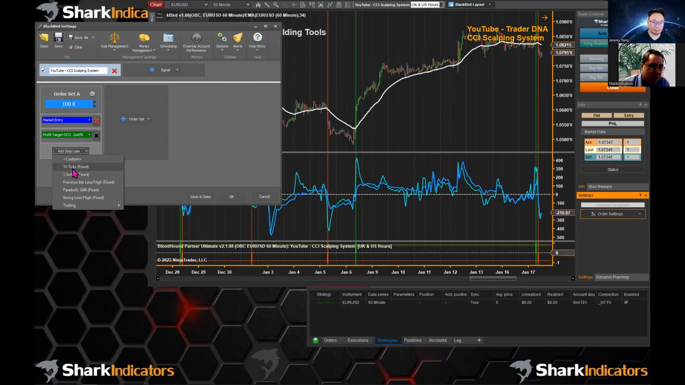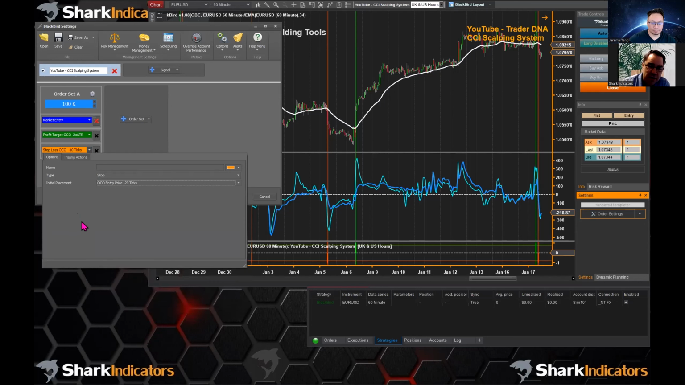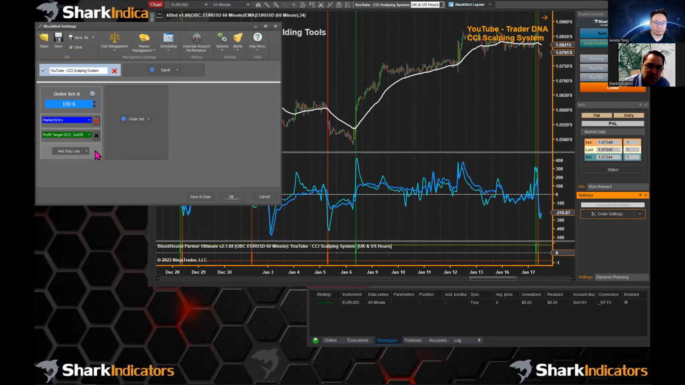So let's say you want to use a tick-based stop loss, but you don't want to use 10 ticks. Maybe that's too tight, but you would start with the 10 tick, and then you can easily adjust it and make it a 20 tick stop loss, just by going in there and adjusting it to whatever your system needs. So now it's a 20 tick stop loss, right? Like so.